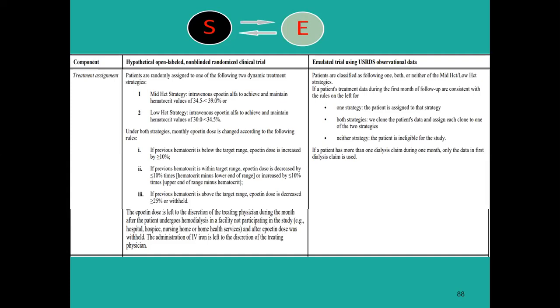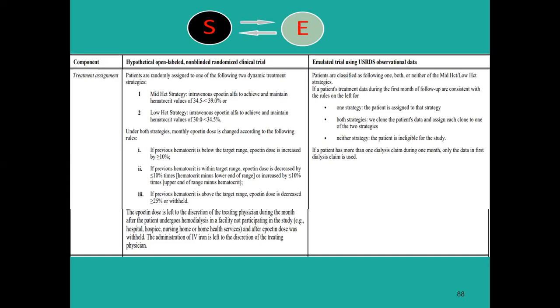The reason I want to emphasize this is that the way you define your treatment strategy, what exactly the treatment strategy is that you want to compare, is related to the choice of analytical methods, which I'll talk about later.